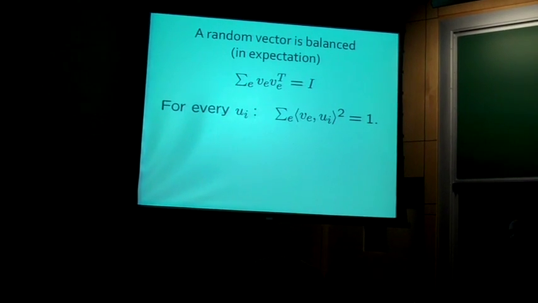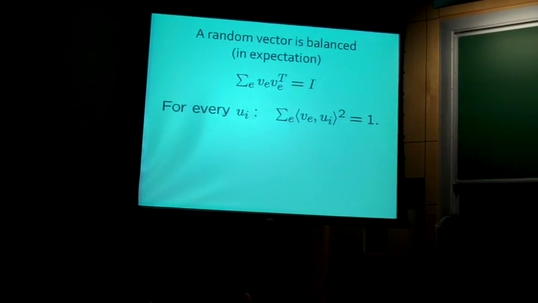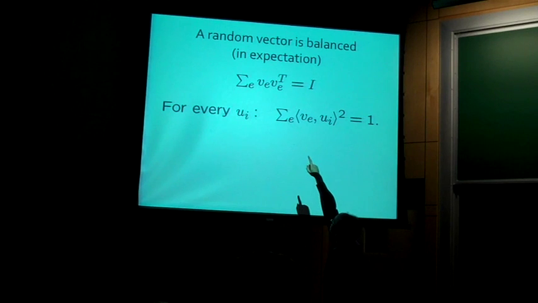In expectation, a random vector acts like a balanced vector. Meaning, remember, our vectors were a decomposition of the identity. So while we don't actually have a balanced vector, we do know that for every single eigenvector, its expected squared inner product with a vector from our set is equal to, well, the sum of them is 1. The square is 1 over n. And so the expectation is 1 over n.